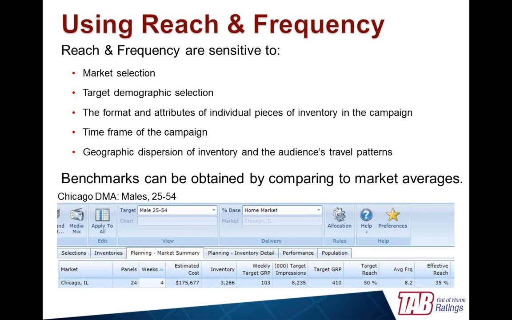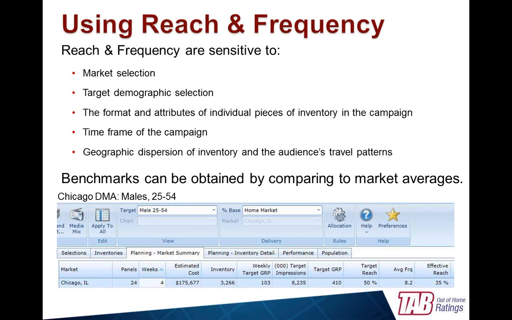But you can see here at the bottom of this slide, what I've done is I've just gone into IMS and pulled in the Chicago DMA males 25 to 54 for 100 GRPs a week over 4 weeks, and we've got a really good understanding of what we can expect that reach and frequency to be. So on average, it's going to be 50% reach with a frequency of 8.2. It's going to take 24 panels, and it'll cost about $175K.